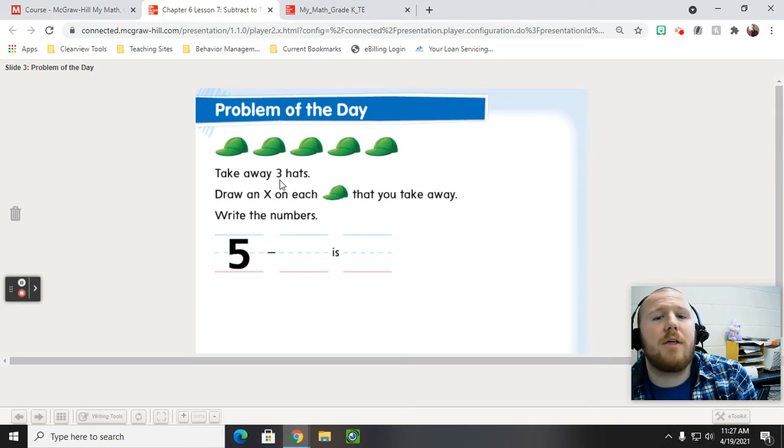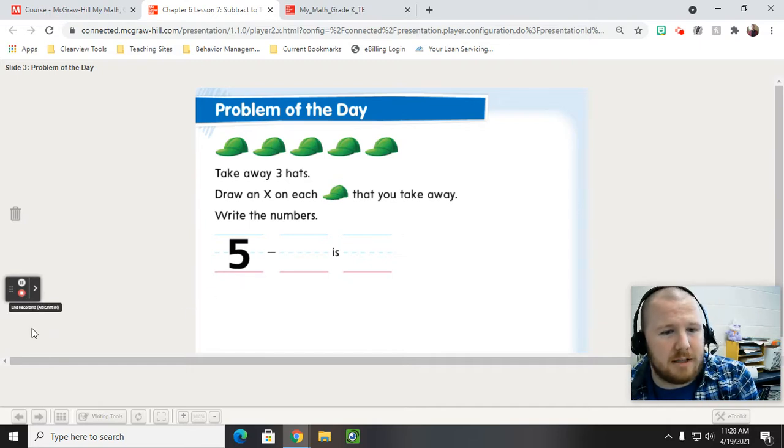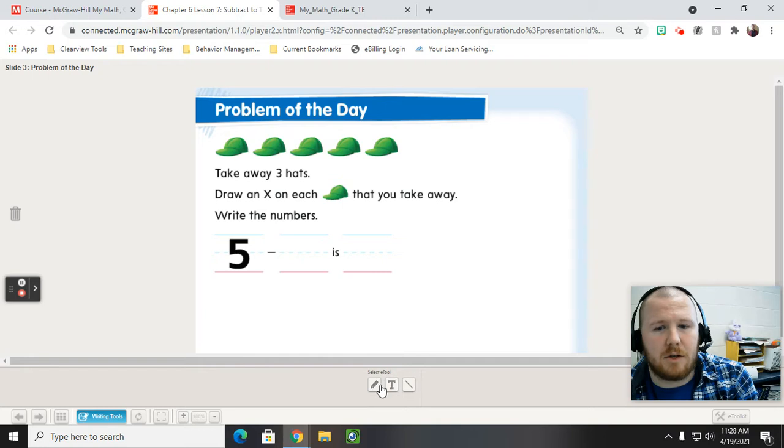It says take away 3 hats. Draw an X on each hat that you take away and then write the numbers. So this is subtraction. This is what subtraction is. Now, it's not 10, but this is a warm up because we have done this before. So let's take a look at what we're doing. Okay, so take away 3 hats. So how many hats are there?